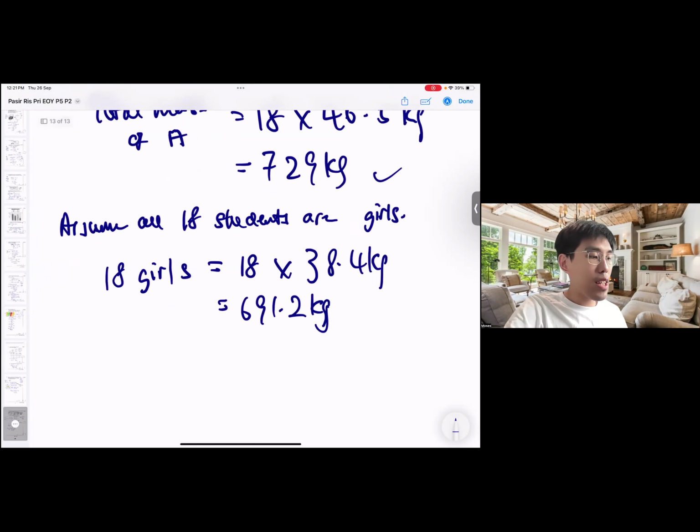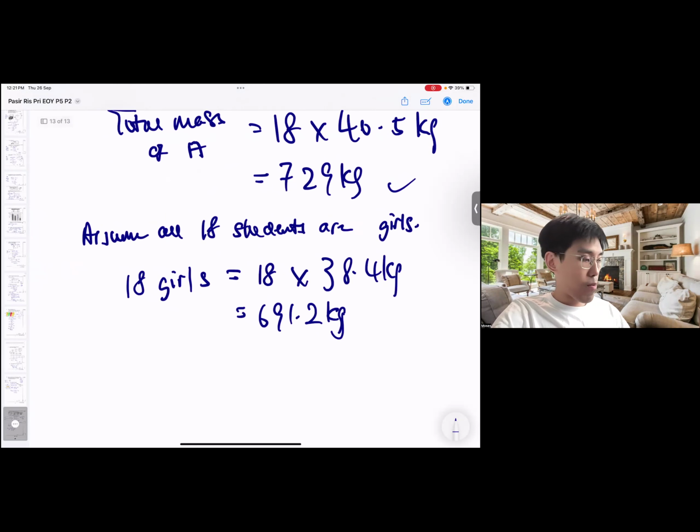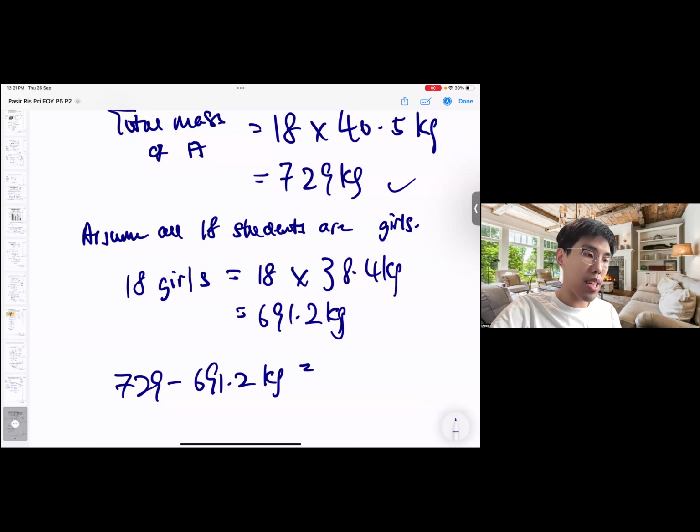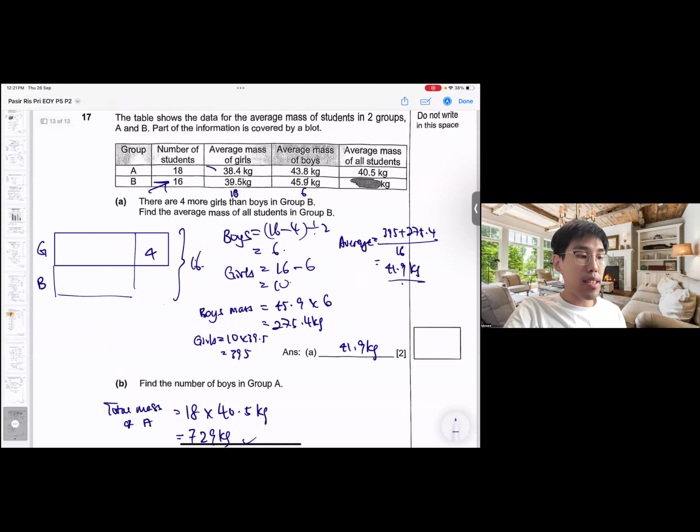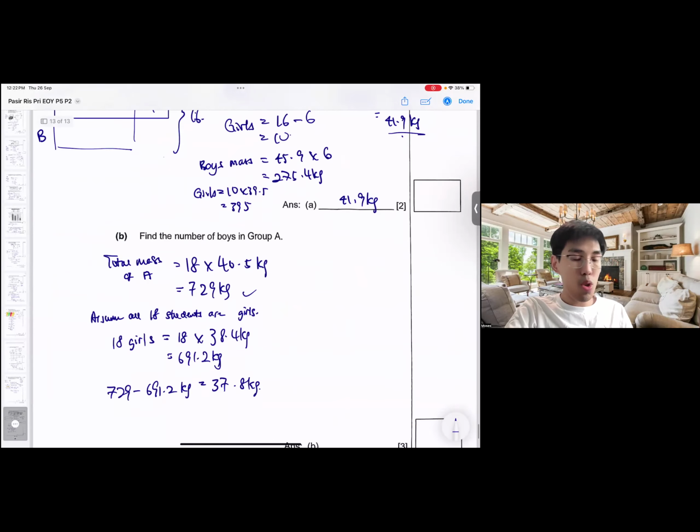Basically we need to find the difference between the exact weight and the weight that we calculated. So 729 minus this answer, we'll get 37.8. So how do we link this 37.8 to what we have over there? This is where the average mass of the boys comes in. The average mass of the boys is 43.8, and the average mass of the girls is 38.4. So you see, there is a difference in the average. All this difference in average will add up to 37.8.